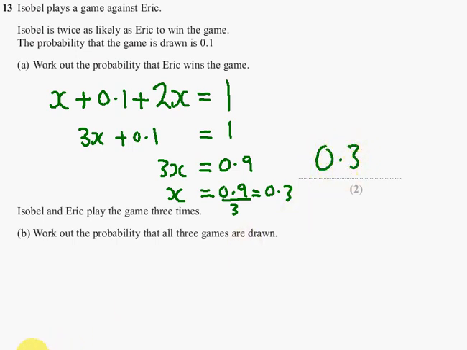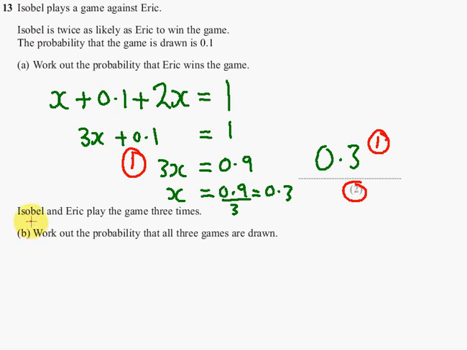Now, part A is worth 2 marks. Let's have a quick look at the mark scheme. So the first mark is a method mark for all of this, and the second mark is for the answer of 0.3.